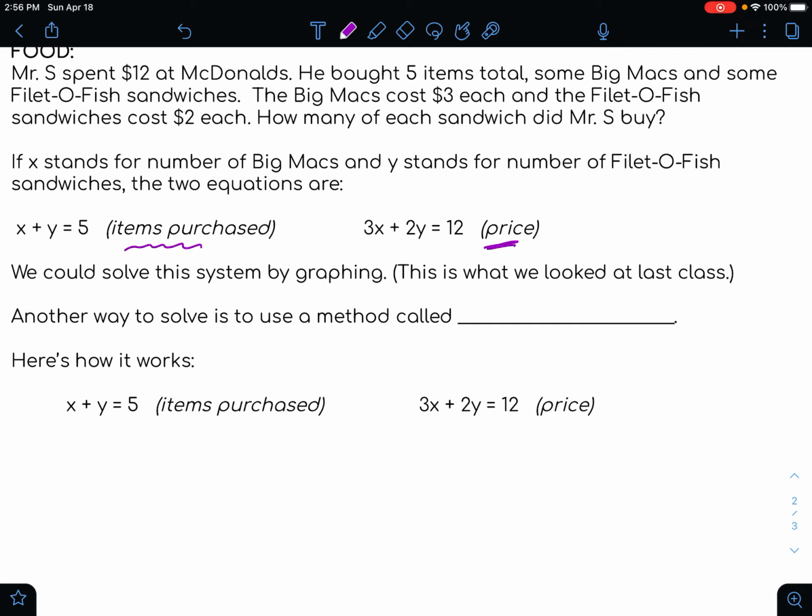And so we want to figure out how many of each sandwich he bought, or I bought, that would satisfy both those equations. That would be 5 total items and also 12 total dollars. So we could solve this by graphing. It'd be pretty fast, and we'll actually continue to do that to check our answers. But we're going to talk about a new method that's called the substitution method.